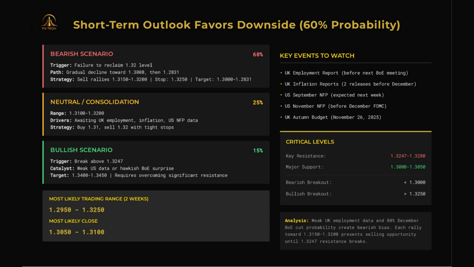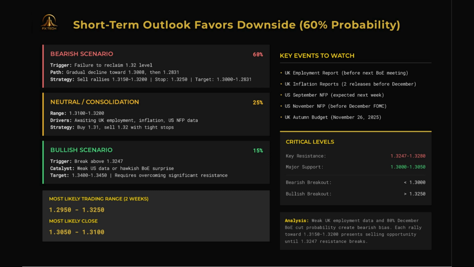This would be triggered by failure to reclaim the 1.32 level, leading to a gradual decline toward 1.3008 and then 1.2831. The recommended strategy is selling rallies between 1.3150 and 1.3200, with stops above 1.3250 and targets at 1.300 to 1.2831, offering a risk-reward ratio of 1 to 2 to 1 to 3.